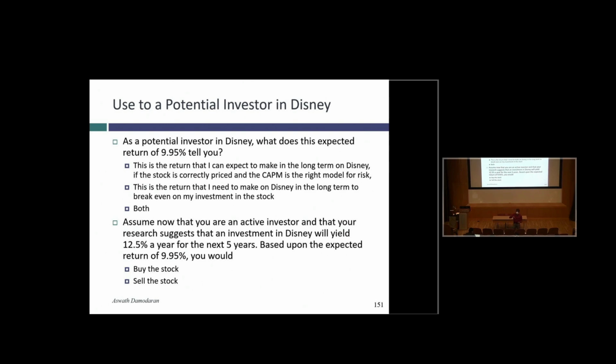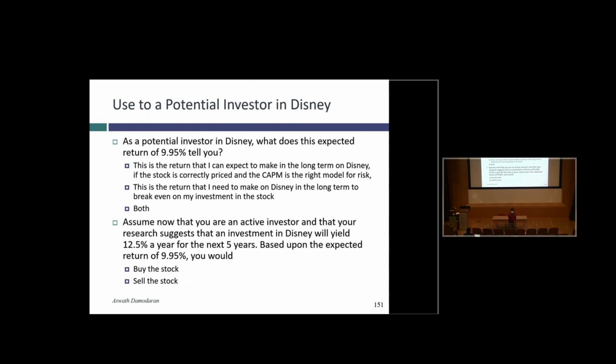This is why when you do valuation, this same number is going to come in as a discount rate to use to decide, is this a good stock for me to buy? So from the investor perspective, the expected return you get from the CAPM becomes a hurdle rate, the rate you need to make on a stock for it to be a decent investment.